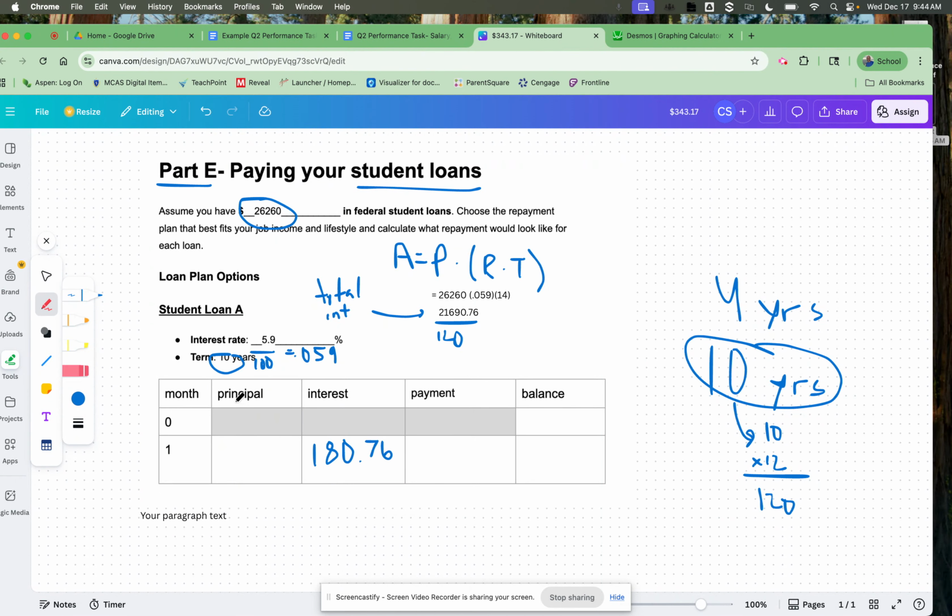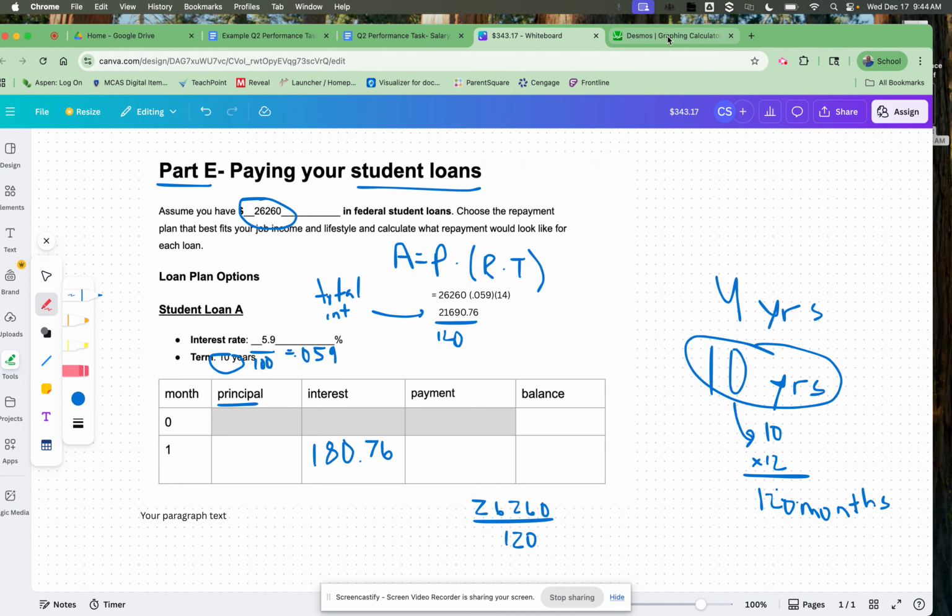Alright, the second step is the principal. The principal is paying off the actual debt. So the actual debt is 26,260. But remember, I'm not paying it all at once. I'm paying every month. So how many months do I have? I'm going to label this as my months. So I'm going to divide it by 120.